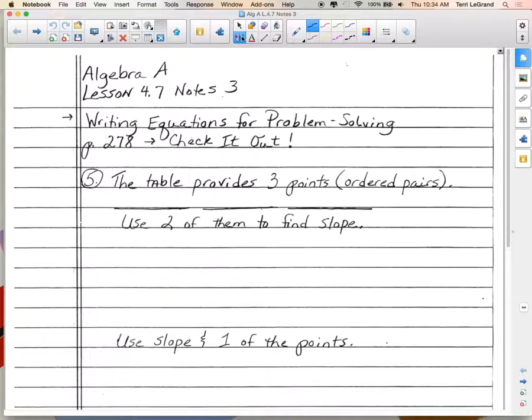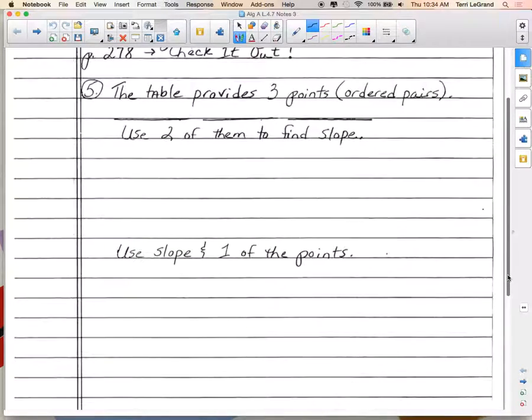So, when we see a problem like this, we have a table, and in that table, it's actually providing for us 3 points, 3 ordered pairs. So, what's one of the ordered pairs that we could write down that would be a point on the line of this graph?